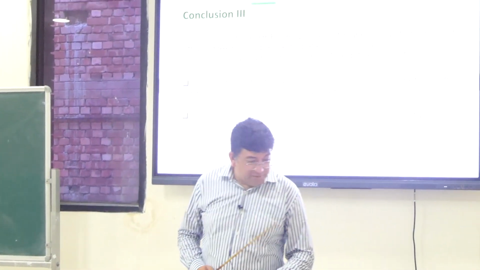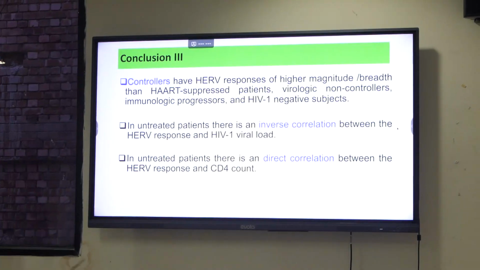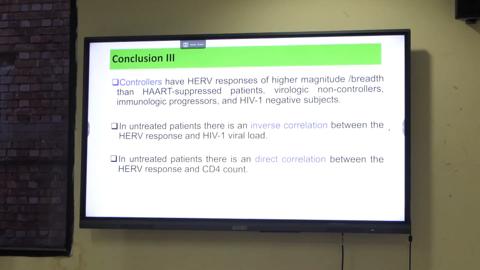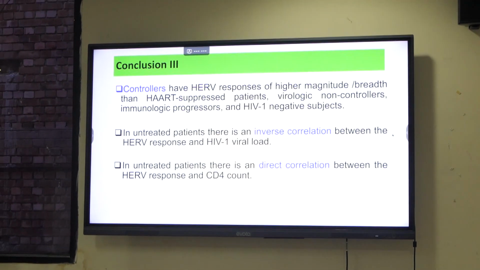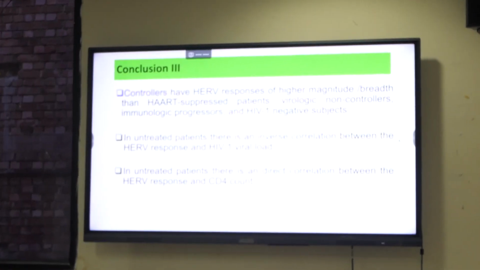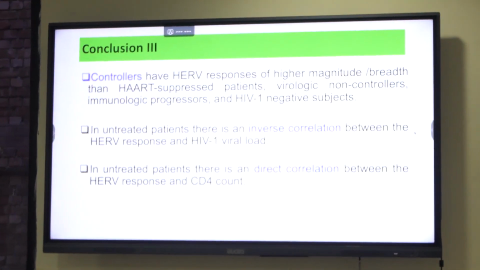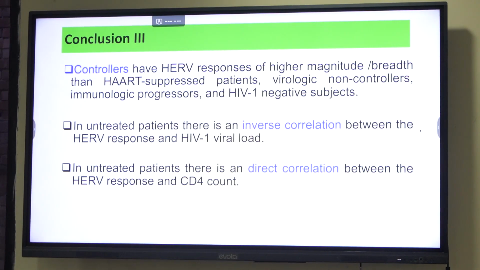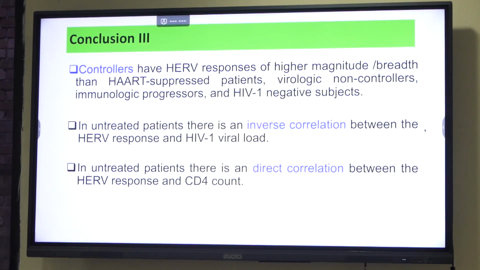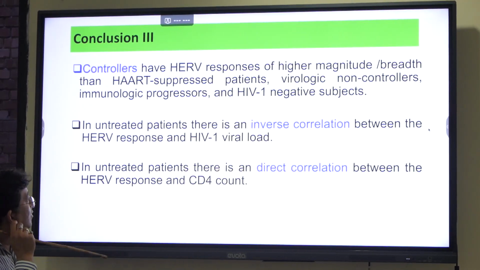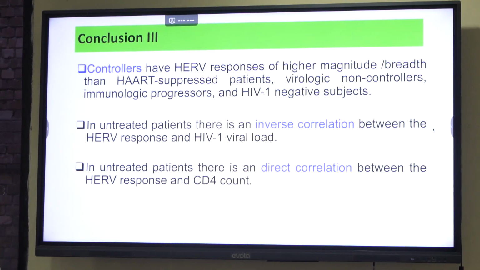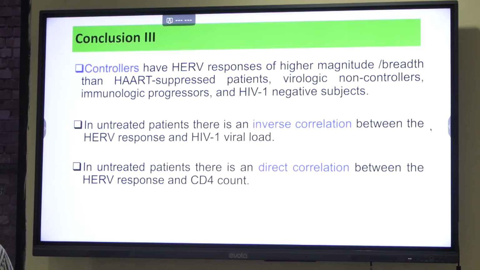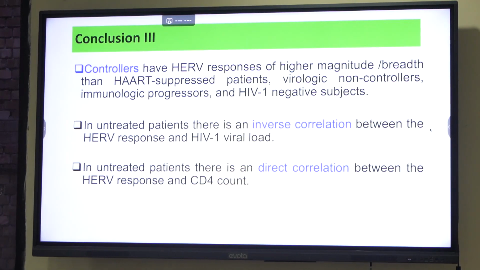But the conclusion for this part, what you see here, is controllers have HERV responses of higher magnitude and breadth than HERV suppressed patients, virological non-controllers, immunologic progressors, and HIV negative subjects. In untreated patients, there is an inverse correlation between HERV response and HIV-1 viral load. In untreated patients, there is a direct correlation between HERV response and CD4 count, right?